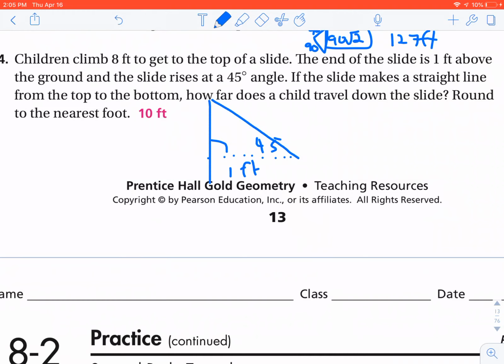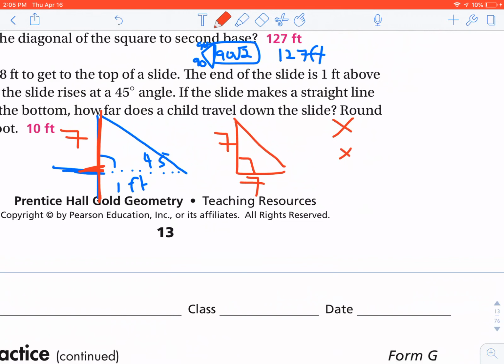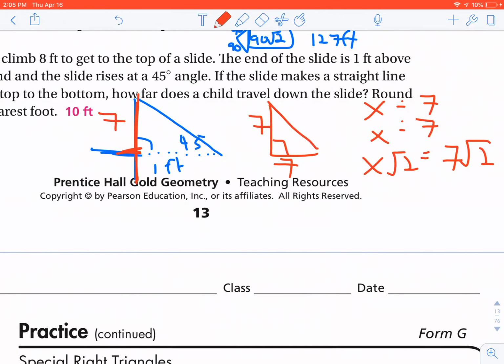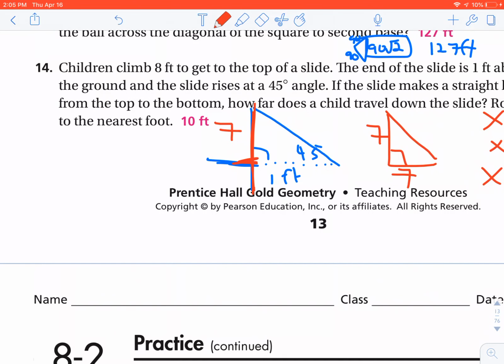So you have a 45, 45, 90 triangle. Now, from this line up is not 8 feet. The whole ladder is 8 feet. The slide stops a foot short of the ground, so this is really only 7. So your leg, if this is your 45, 45, 90 triangle, your leg's really 7, which means your other leg's really 7. If you were to make your table, each leg is 7, which means the hypotenuse is 7 radical 2. If you type 7 times radical 2 in your calculator, you get 9.89, so to the nearest foot it would be 10 feet.